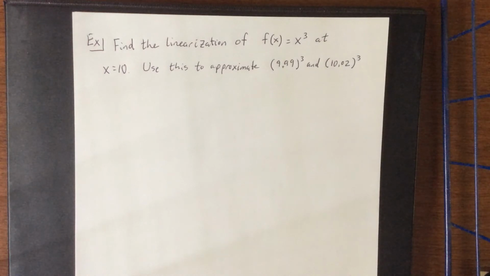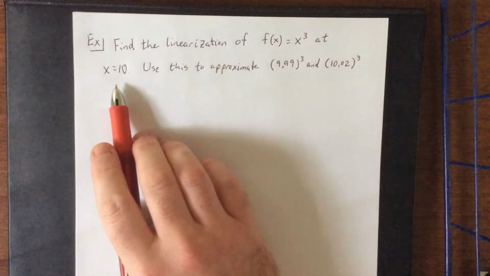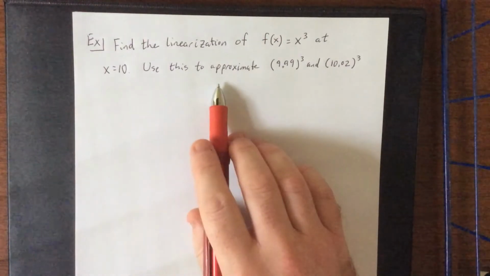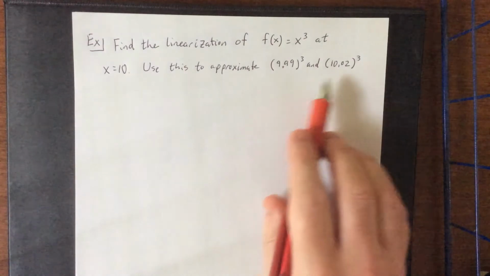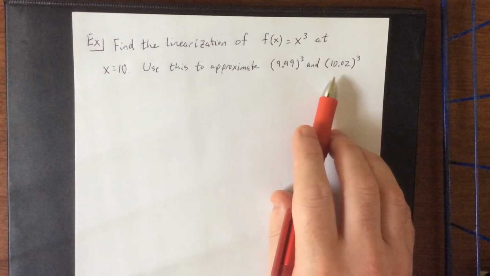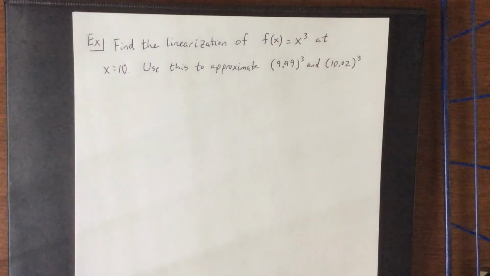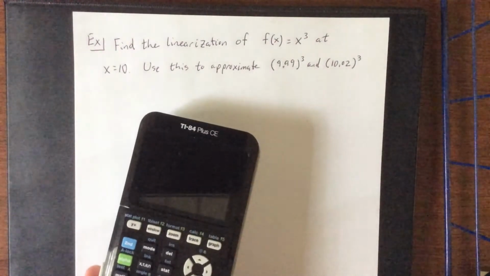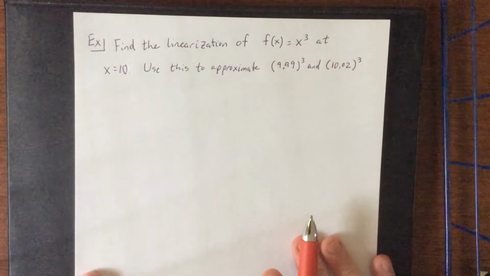For an example of how these linearizations actually work, I'd like to consider the following problem. We're going to find the linearization of f of x equals x cubed at x equals 10. We're then going to use this linearization to approximate 9.99 cubed as well as 10.02 cubed. As long as we're selecting numbers that are relatively close to 10, we should be okay. Once we're done, we're going to verify our results with a graphing calculator just to see how accurate these linearizations are.